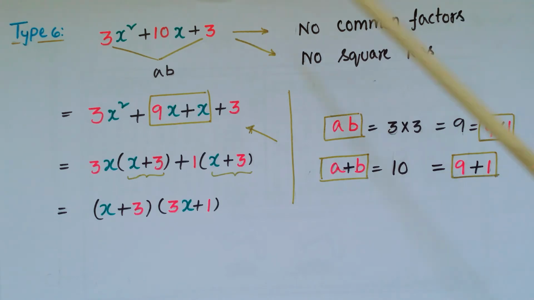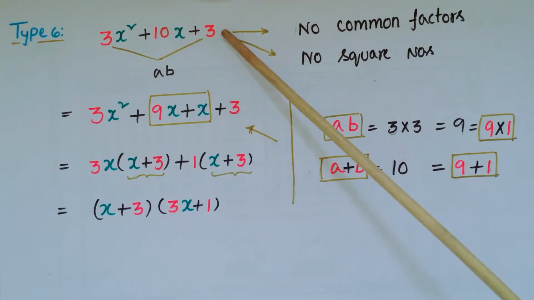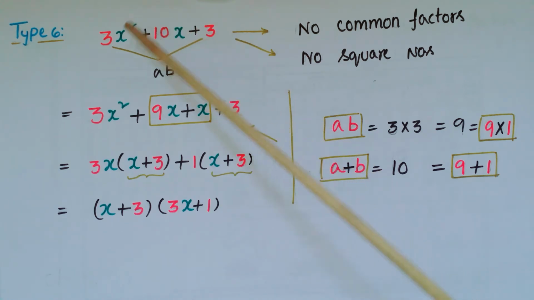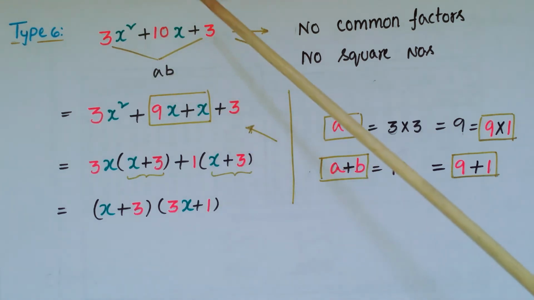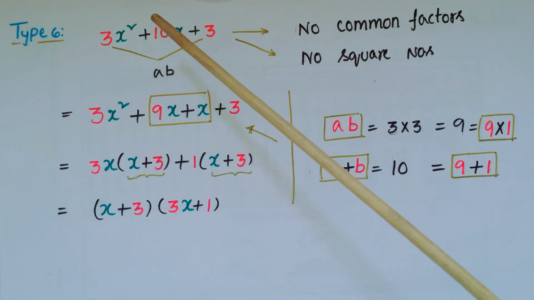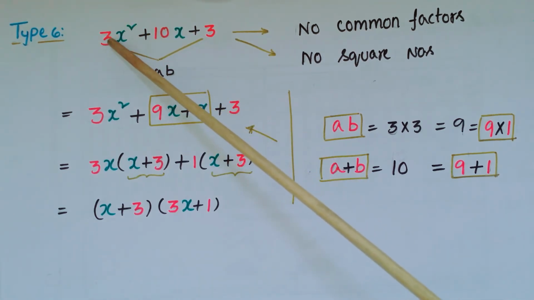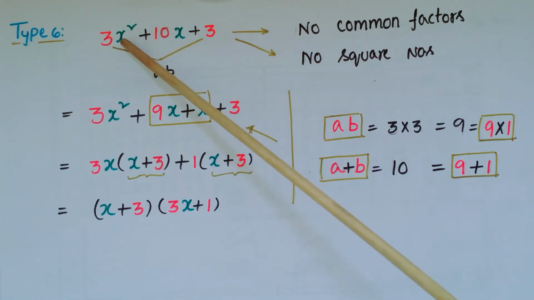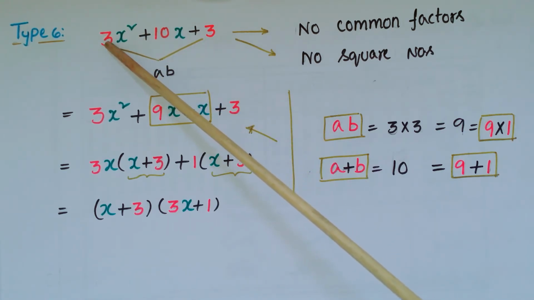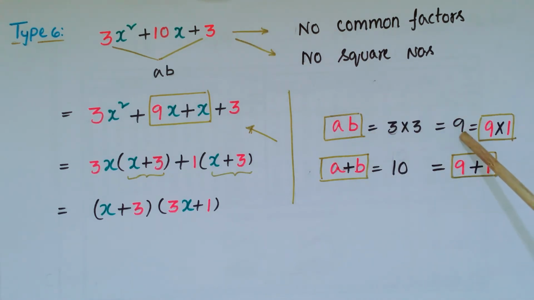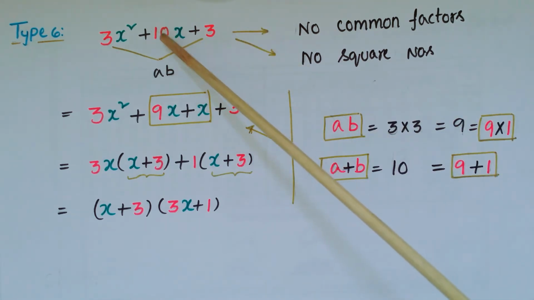This is another type of problem, 3x square plus 10x plus 3. You can check for common factors. Here there are no common factors, and square numbers, here there are no square numbers. So check for x square plus (a plus b) into x plus ab. So here ab is 3 into 3, because here x square has a numerical coefficient of 3. So multiply this 3 with this 3. Then ab is equal to 3 into 3, that is 9. And a plus b here is 10.